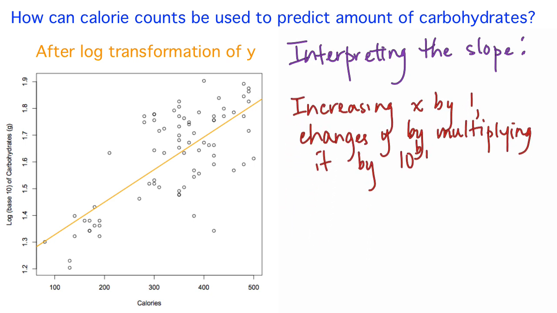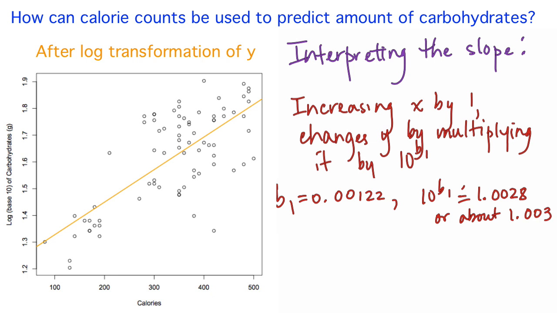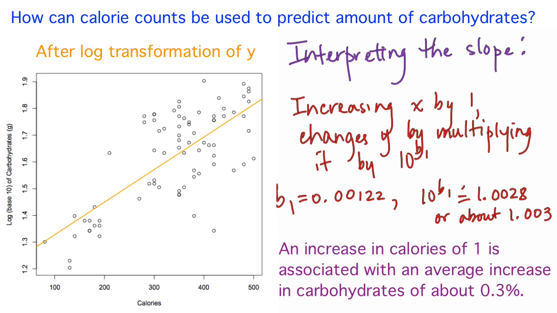For this particular regression, the estimate for the slope is b1 equals 0.00122. And 10 raised to that power is 1.0028. And we can interpret this as follows. An increase in calories of 1 is associated with multiplying the amount of carbohydrates by 1.003. So in other words, an increase in calories of 1 is associated with an increase in carbohydrates of about 0.3%.